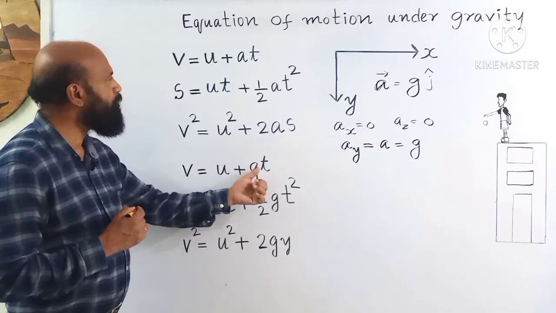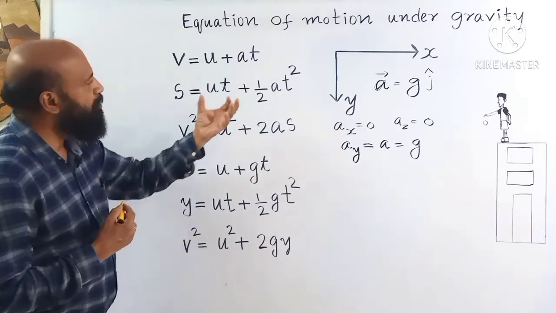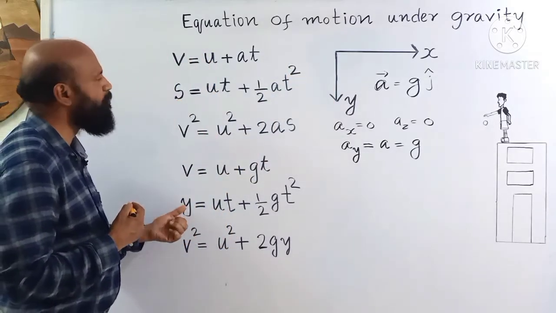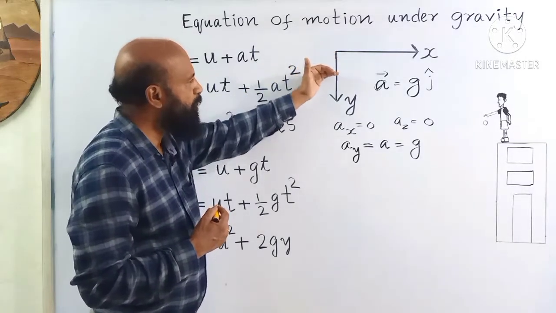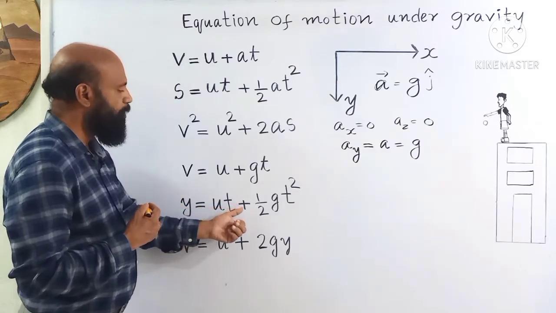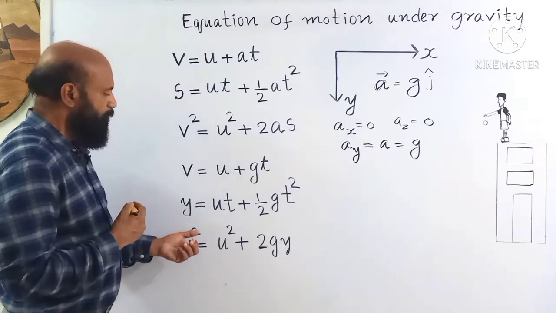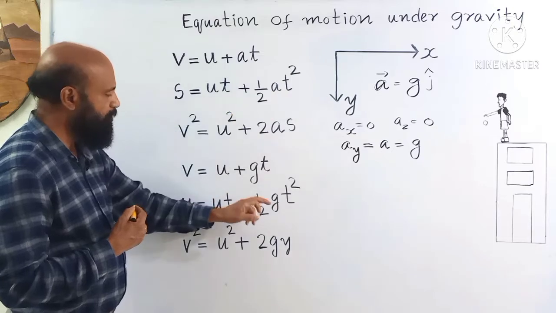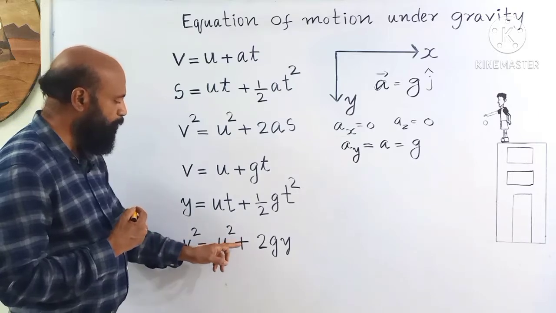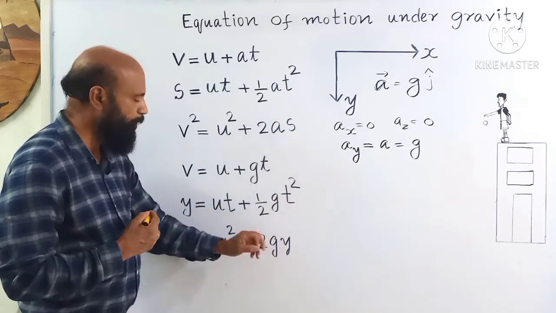So v is equal to u plus gt. Instead of v is equal to u plus at, v is equal to u plus gt. Then since it is moving in the downward direction, instead of s, you can write y. For convenience, downward direction is taken as the positive y-axis. So y is equal to ut plus half gt square. Instead of this a, you write g. Then v square is equal to u square plus 2as. So now v square is equal to u square plus 2gy instead of s, y.